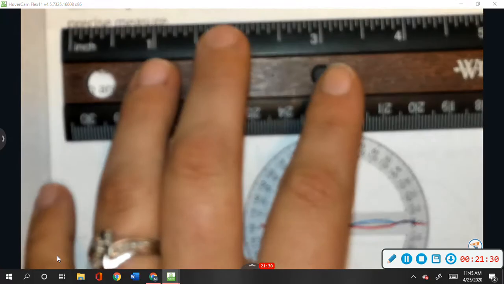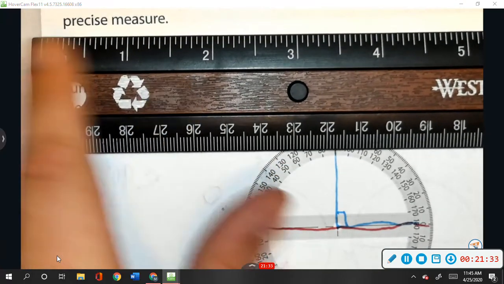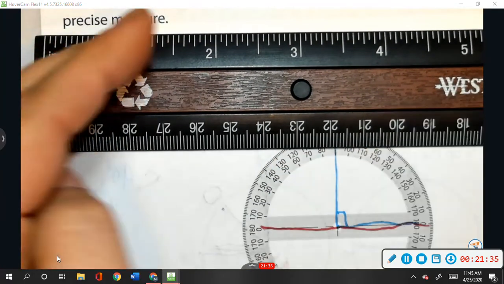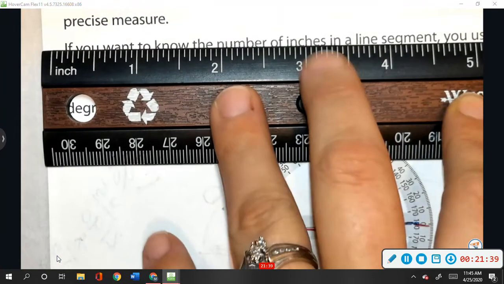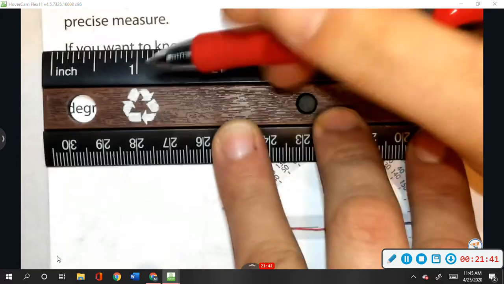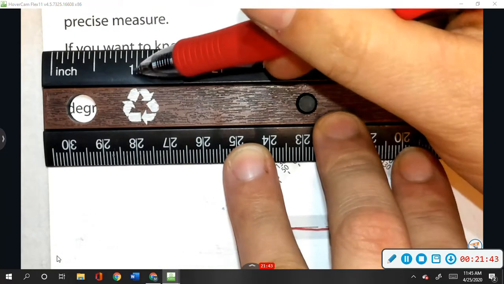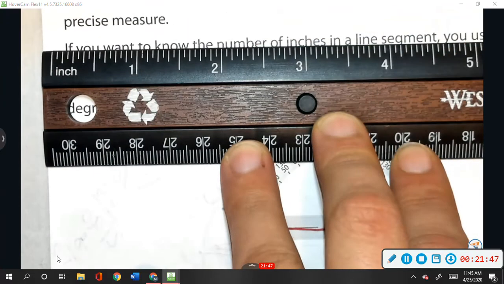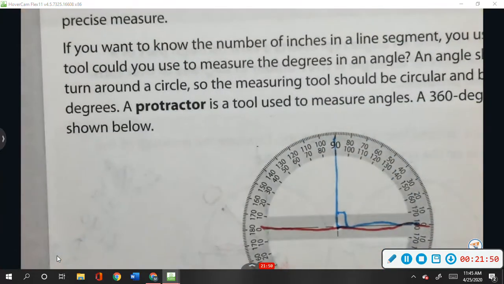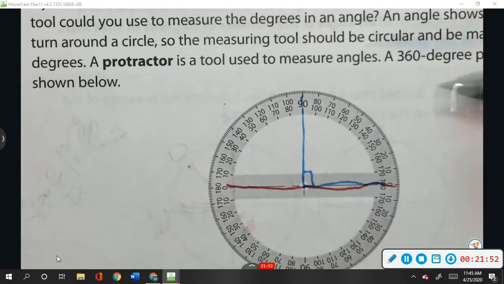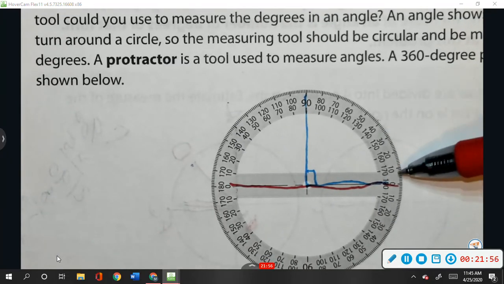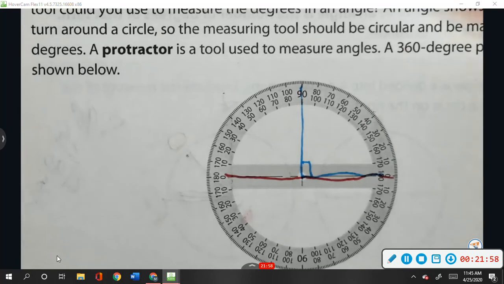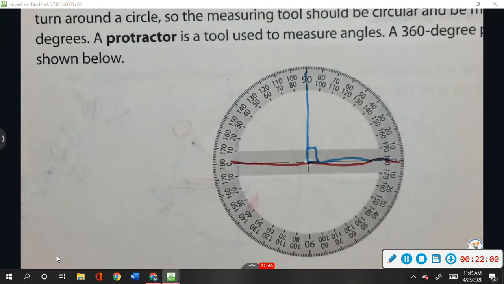If you notice the characteristics of a ruler, it is a straight line. It has little tick marks that symbolize different numbers. So we have 1, 2, 3. This would be 1 and 1/10. It looks like this is split up in tenths. Whereas a protractor, we still have the tick marks, but is this straight like a ruler? No, it is not.